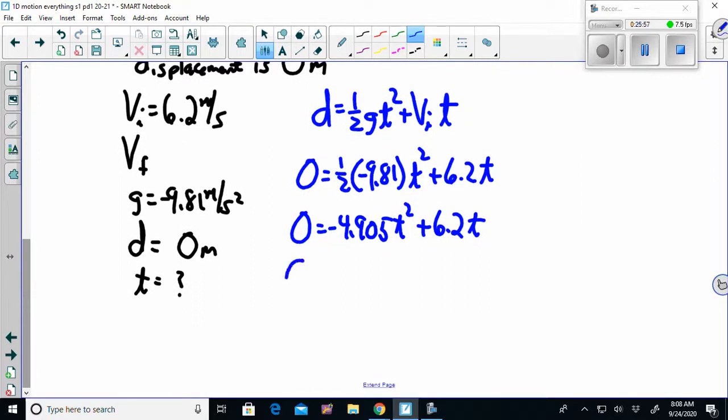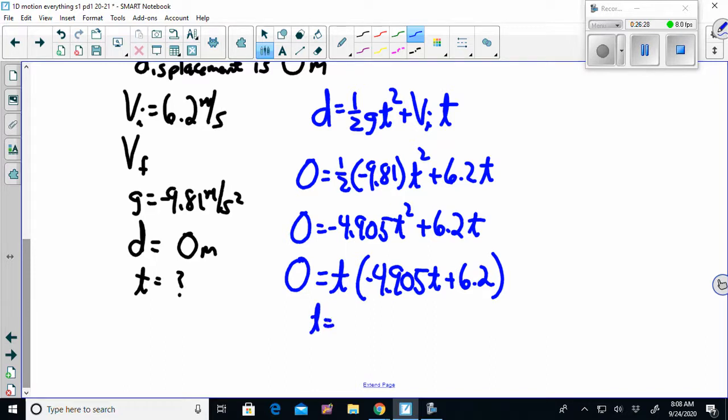Because I can factor a t out. I got like 2 minutes, so I have to hurry. So this is telling me there are 2 answers to this equation. At the displacement, remember we set the displacement equal to 0. So the displacement is 0 when t is 0. That makes sense. It starts in my hand. So the time is 0 and the displacement is 0. But that's not how long it's in the air.